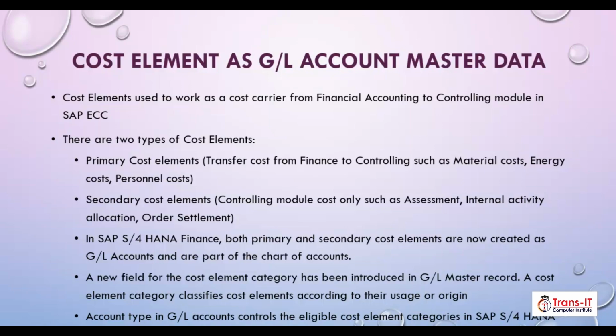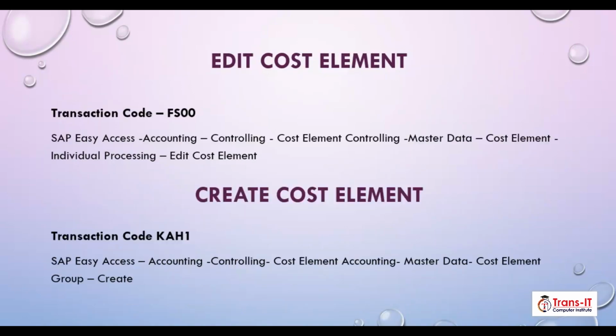In SAP S4 HANA Finance, both primary and secondary cost elements are now created as GL accounts and are part of a chart of account. A new field for the cost element category has been introduced in GL Master Record. A cost element category classifies cost elements according to their usage or origin. Account type in GL accounts controls the eligible cost element categories in SAP S4 HANA.